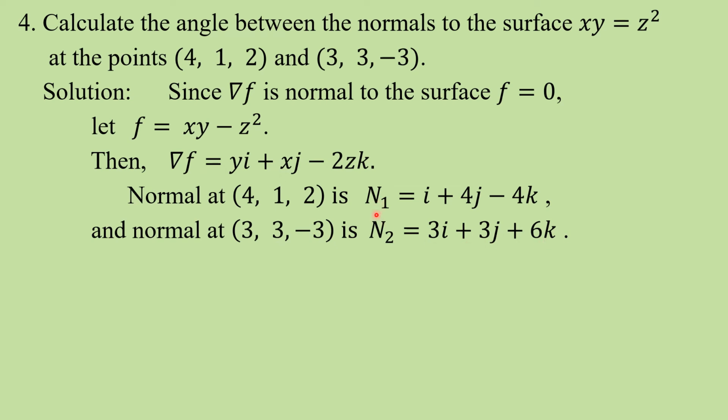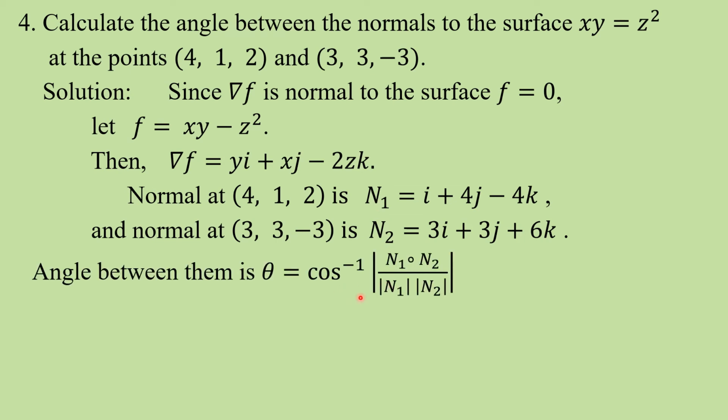Once we get the normals, we can find the angle between them by using the formula theta is equal to cos inverse of the numerical value of the dot product between these two vectors divided by the product of the corresponding magnitudes. So I have n1 dot n2: 1 into 3 plus 4 into 3, 12, plus -4 into 6, that is -24, divided by the magnitude of n1, square root of 1 square plus 4 square plus (-4) whole square, 16 plus 16, 32 plus 1, root 33. Similarly, the magnitude of n2 is square root of 54.